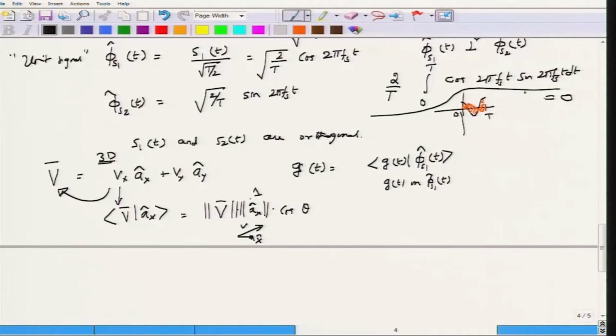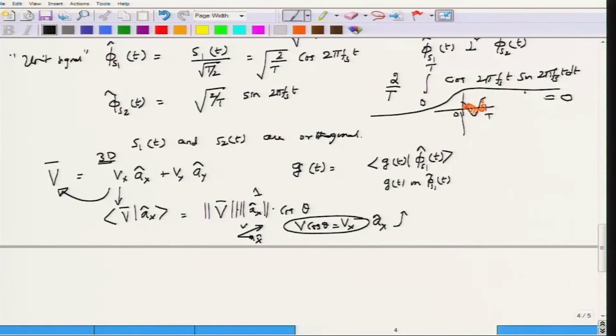This length is 1, this length is v. So, what I get is v cos theta, and this is actually the length of the vector v along x direction, but this is just the length. If I want to find out the vector along x, I have to multiply this one by the unit vector Ax, right.